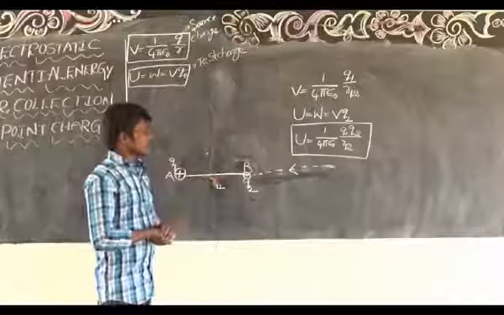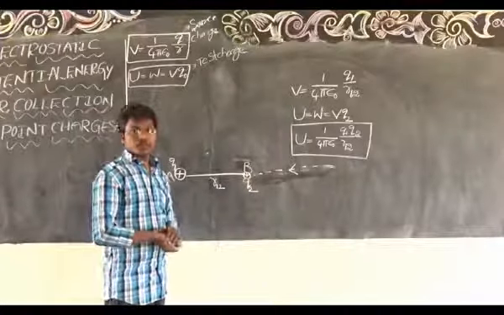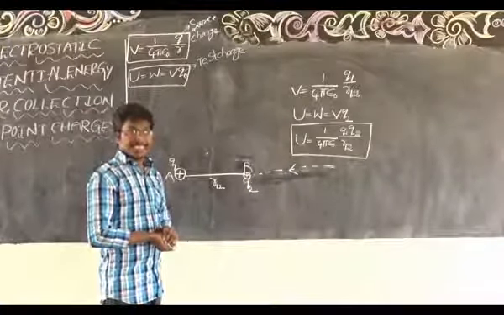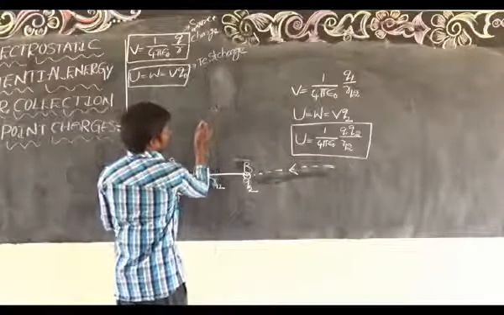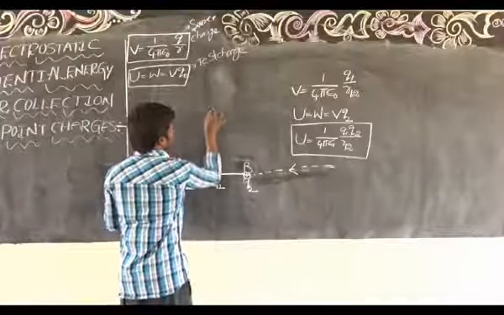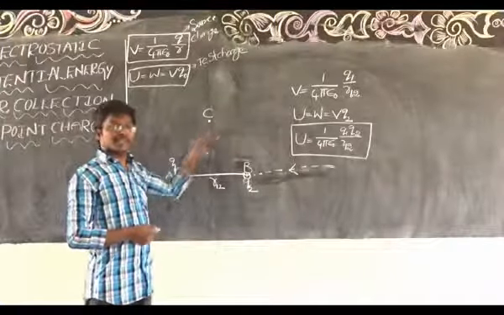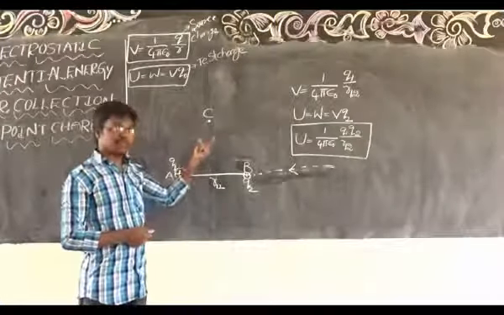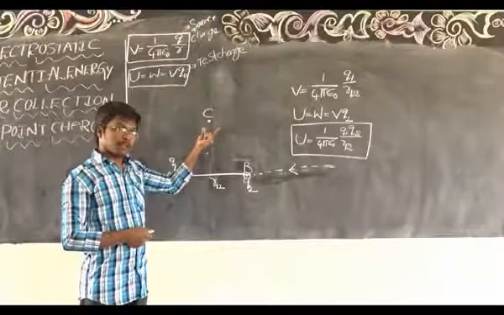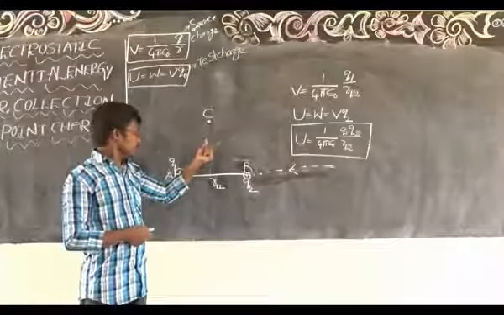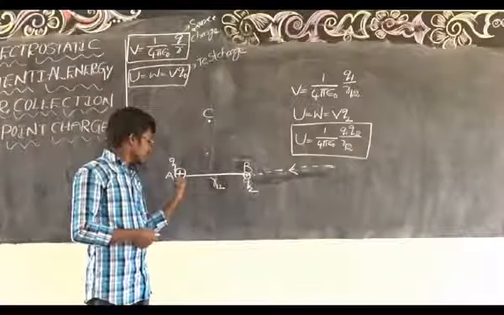Now here two charges are there, Q1 and Q2. Let C be a point. I am taking the point here, C. Let C be a point placed somewhere in space away from these two charges. Here initially how many charges are there? Two charges, Q1 and Q2.